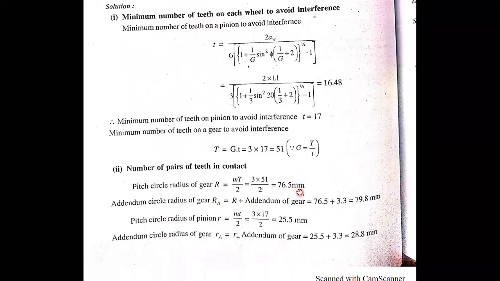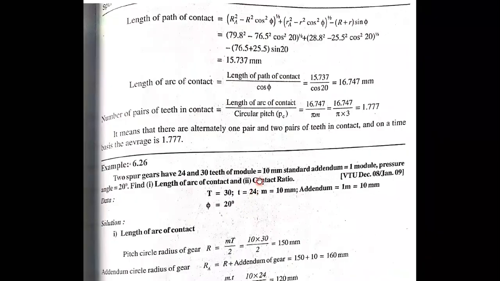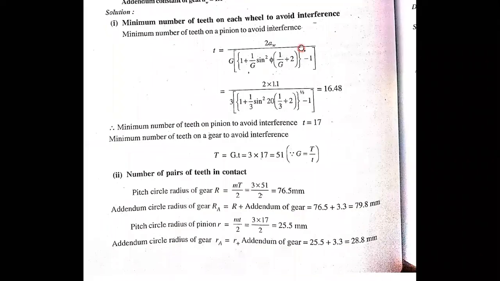Next, we need to find the number of pairs of teeth in contact. The formula we know already: length of arc of contact divided by circular pitch. So we need to find the length of arc of contact. Length of arc of contact, if you want, means length of path of contact divided by cos phi. Then again, length of path of contact means it is the sum of the path of approach plus the path of recess, or directly we can use this formula. Therefore, we need to calculate capital RA, capital R, small ra and small r. For that, we need to use the pitch circle radius to calculate the formulas.